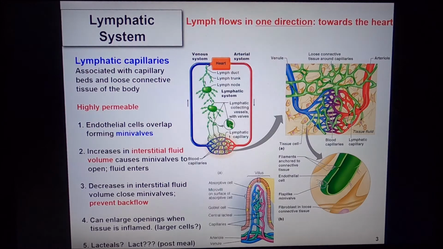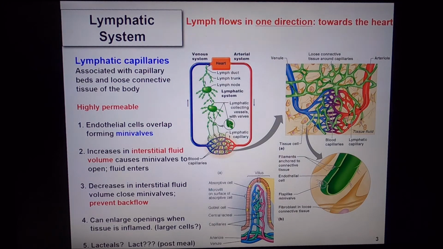Hang on, I skipped through. There we go. So lymph flows in one direction. That is absolutely true. The idea here is that your lymphatic vessels are heavily invested in valves, some more than others, but we'll talk about that as we progress. There's a lot of valving in the lymphatic system that allows fluid to pass in only one direction, that is towards the heart.